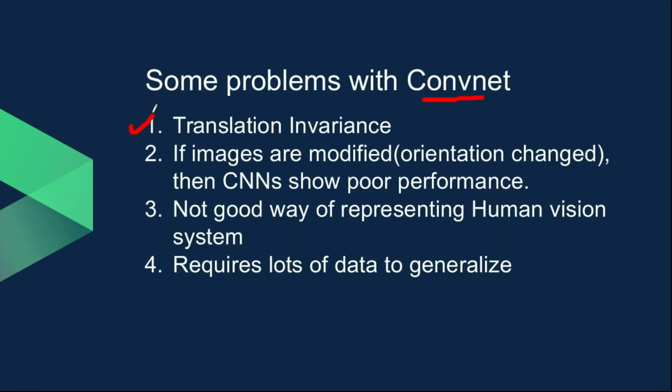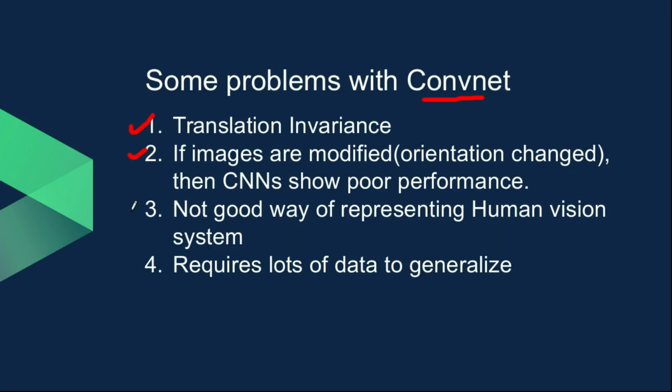So what are the problems with convnets? First of all, they are translational invariant. So what does that mean? We are going to explain in a couple of minutes. Just bear with me. And if images are modified, let's say the orientation has been changed, whether the axis or a mirror image, then CNNs tend to show poor performance if they have not been trained upon that training set, and they are not a good way of representing the human vision system.